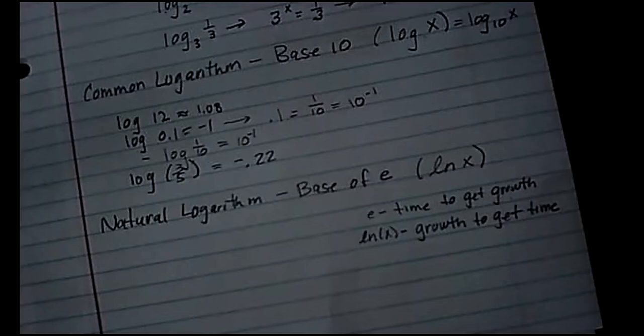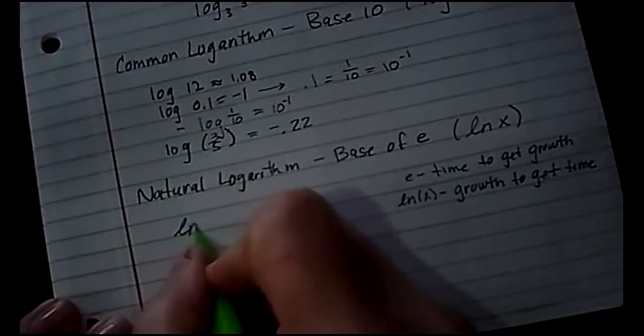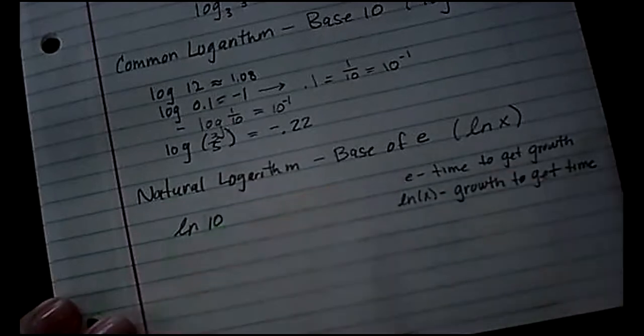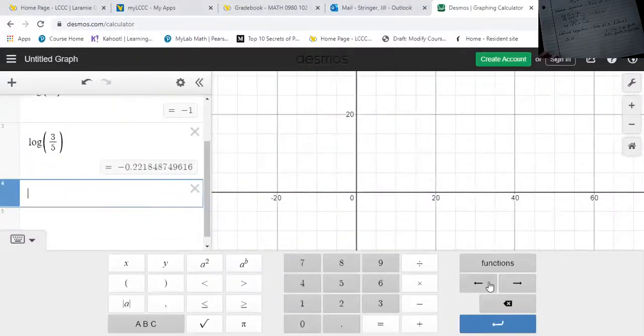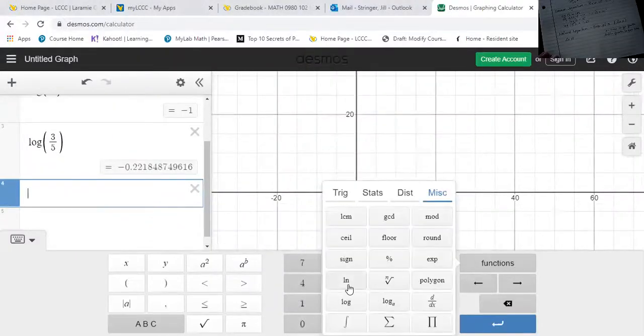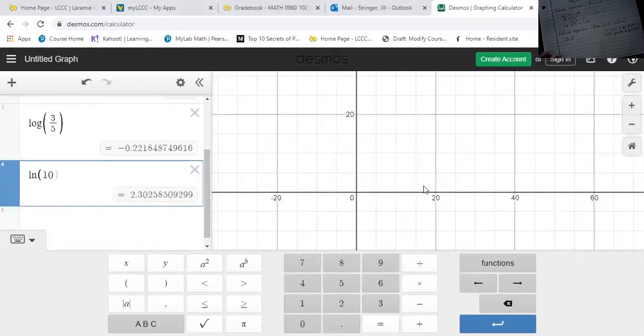But on a calculator, it's not any different. You just have to use the natural log. So we're going to find the natural log of 10, and we can use our Desmos again. Let's go down here to our functions, and here's the natural log. We can just type in a 10 there, and we'll see it's approximately 2.30. I'm writing this on your notes so we have it.